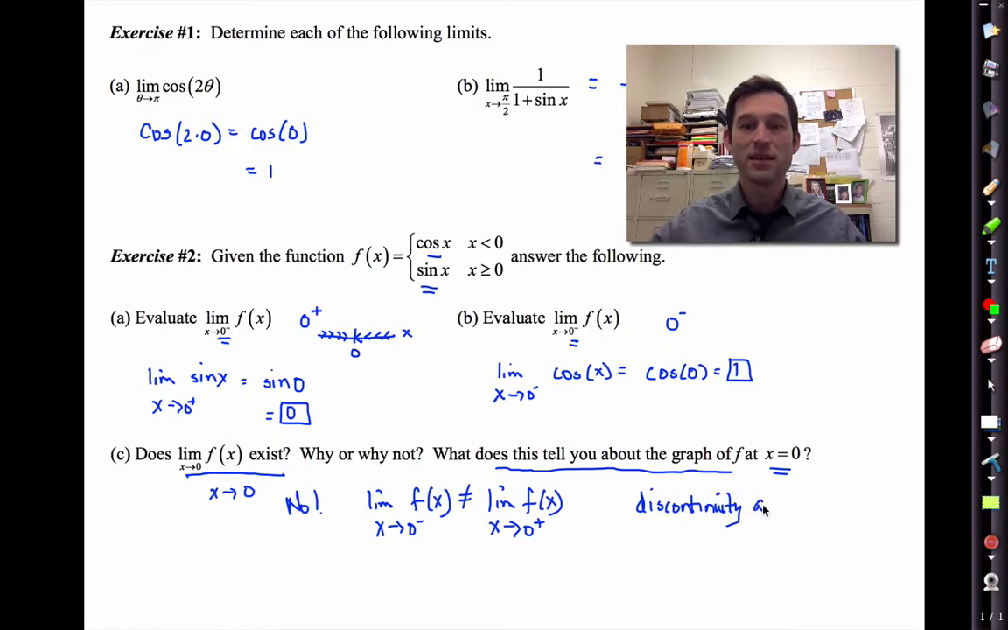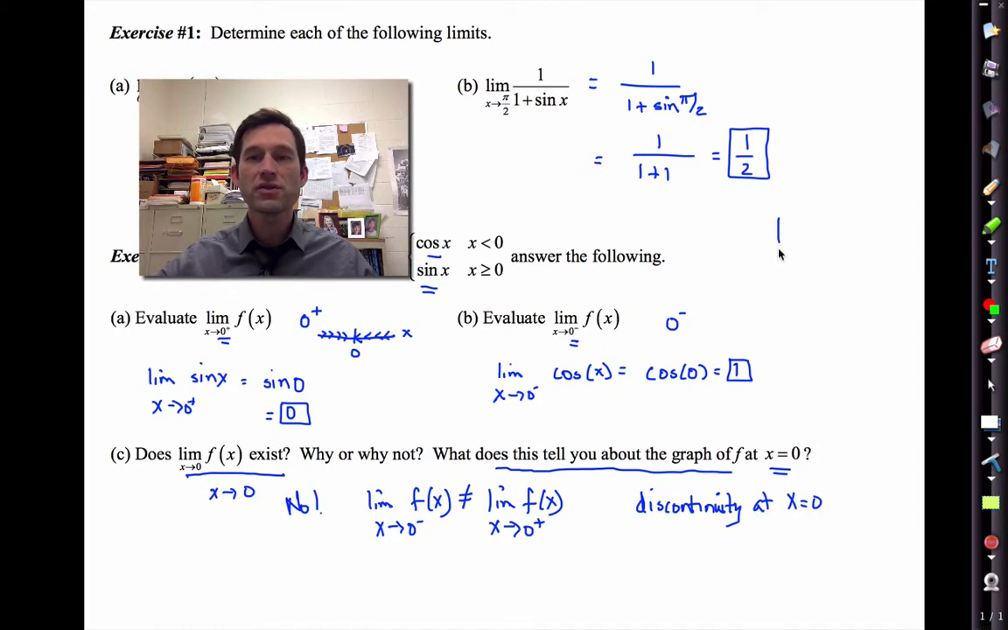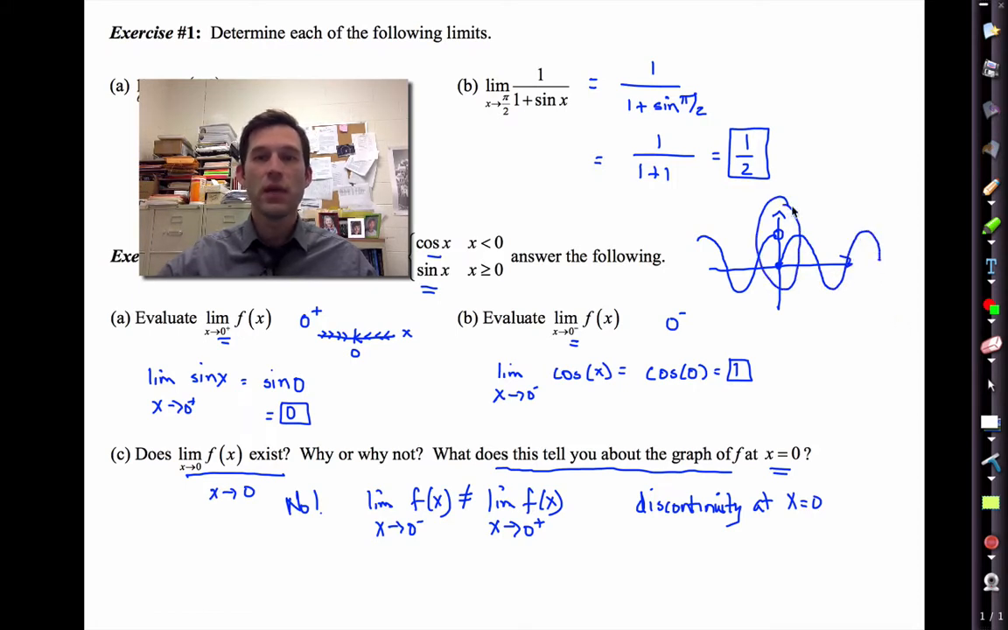Or be discontinuous at x equals 0. In fact, you can actually sketch a little bit of this graph, right? It's cosine x when x is less than 0, so it kind of looks like this, and it goes on forever. And yet it's sine x for when x is greater than 0, so it looks something like that. So right here at x equals 0, we have that discontinuity.